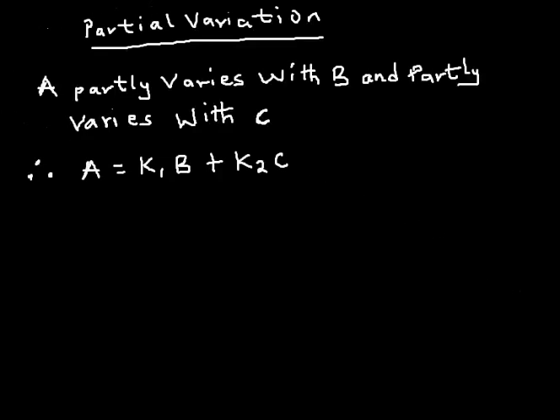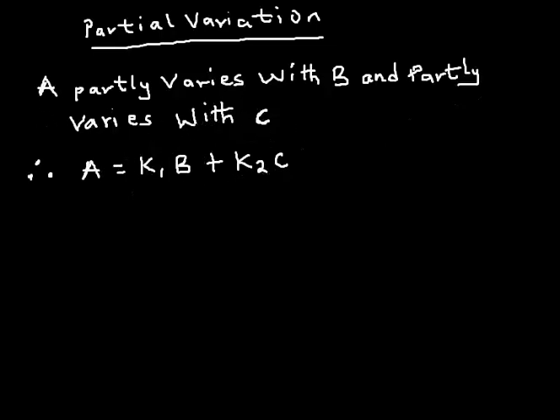Now we are going to be looking at partial variation. A partial variation is a variation in which a quantity partly varies with two other quantities. For example, we have quantity A partly varies with B and also partly varies with C. Now the question is, what's the difference between partial variation and joint variation?